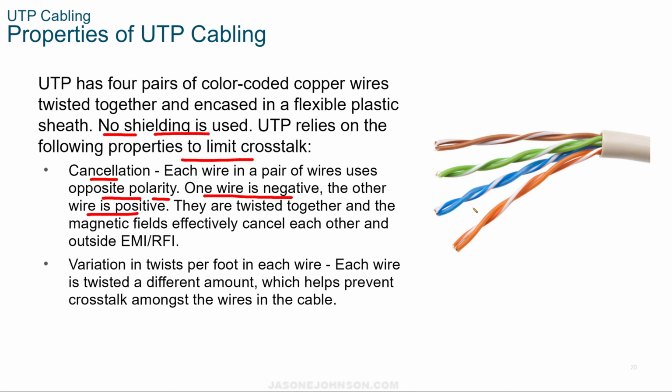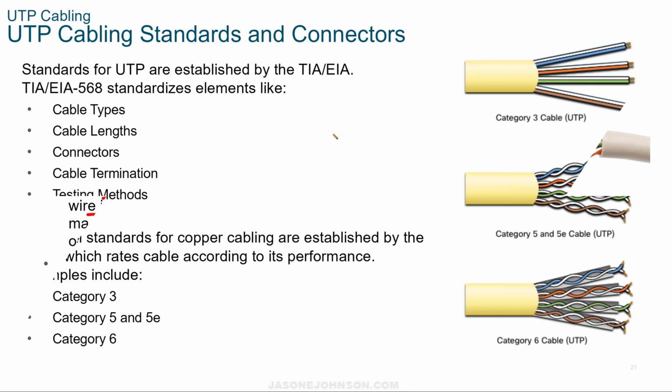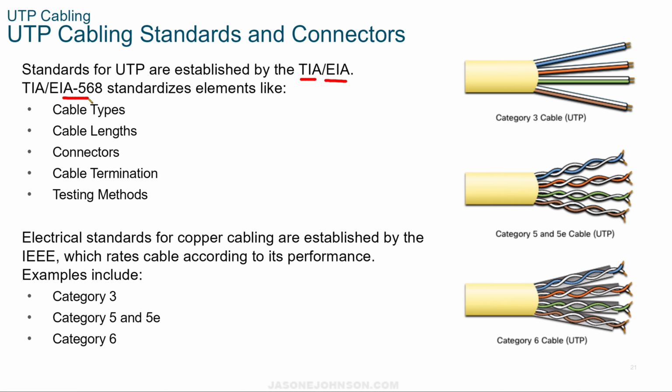And this goes back to the early days of electricity. Scientists discovered that if you cross wires together that are opposite polarities, you will cut down on the crosstalk and you will allow for a longer distance for that signal to travel. The variation in twist per foot, where each wire is twisted with a different amount, helps prevent the crosstalk among the wires in the cable. We use the TIA/EIA 568A and 568B standards. One has one direction, one has the other. But that standard sets the cable lengths, the cable types, the connectors, the termination, and the testing methods. And you're going to see different categories.